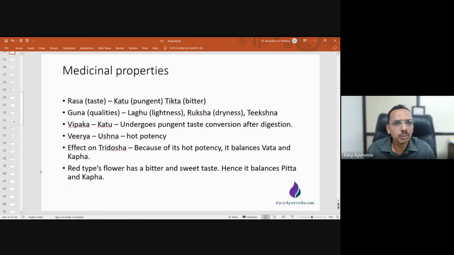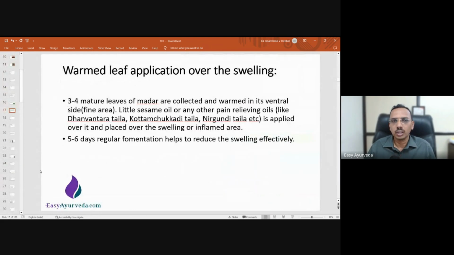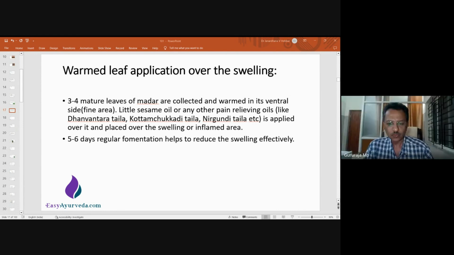Thank you, sir. Coming to a few more details, this is quite commonly used in many types of swedas and also to apply. I think this, along with nirgundi and castor leaves, is very frequently used. Like in the case of swelling, its leaves are collected and warmed, and a little sesame oil or any pain-relieving oil is applied over it, warmed, and then applied. So very good, not only for oral intake or in the form of ksheera, even the leaf as is very useful, sir. Definitely, it is very useful, but we need to be very careful while using this leaf.